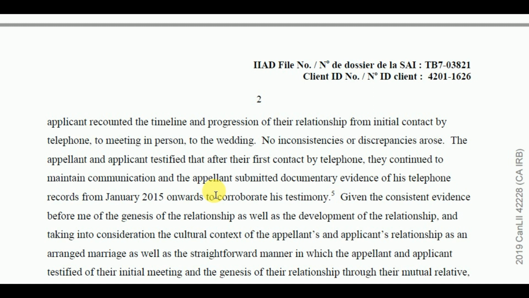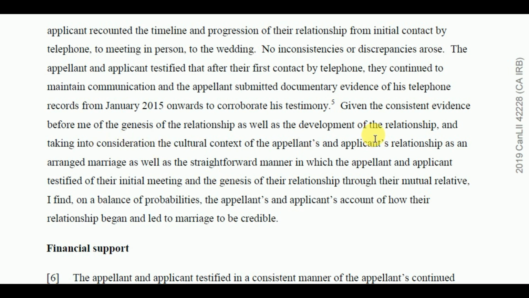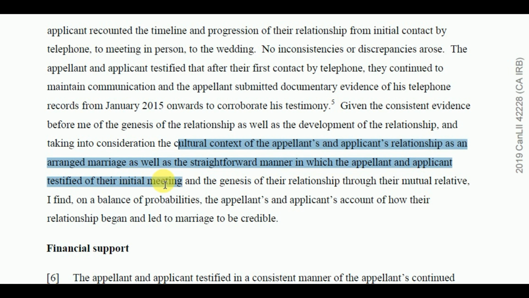So the appellant, who is in Canada, and the applicant started the relationship. Initially they met through the relatives, then they had a conversation by phone and then met in person, and eventually it led to the wedding. The explanation given around the same is accepted by the immigration board. So given the consistent evidence before me, the officer says, as well as the development of the relationship, taking into consideration the cultural context of the appellant and applicant's relationship, an arranged marriage, as well as the straightforward manner in which the appellant and applicant testified in the initial hearing.